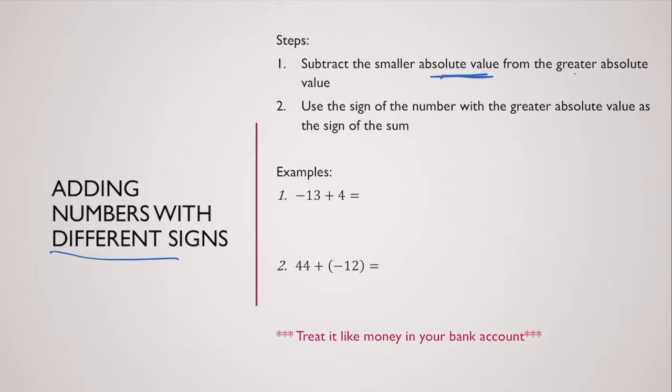When we're adding numbers with different signs, what we want to do is subtract the smaller absolute value from the greater absolute value. And then you use the sign of the number with the greatest absolute value. So if I have -13 plus 4, I would subtract the absolute value of 4 from 13, and then I keep the greater sign, which is a negative. So I'd have 13 minus 4, which is -9.